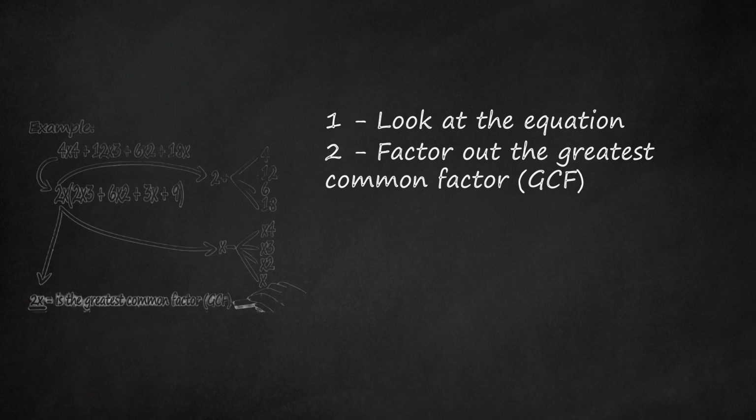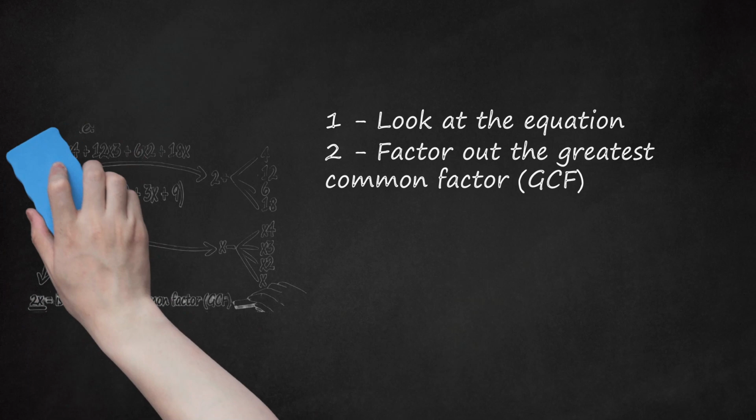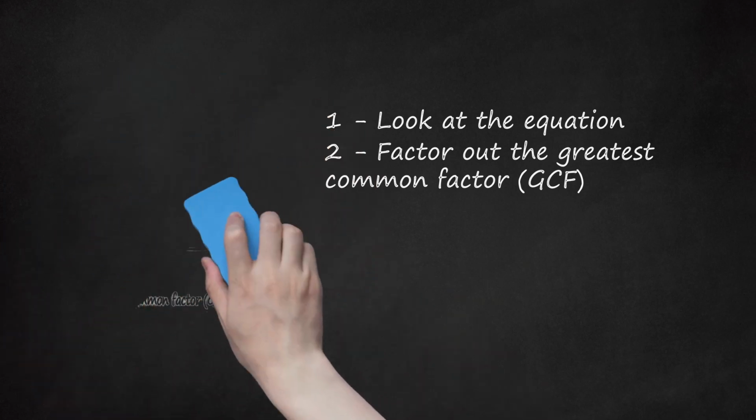When you do factor out a GCF, make sure that you continue to keep it at the front of your equation as you work. This factored out GCF must be included as part of your final answer for that answer to be accurate. Example: 4x^4 + 12x^3 + 6x^2 + 18x. Each term has 2x in common, so the problem can be rewritten as 2x(2x^3 + 6x^2 + 3x + 9).